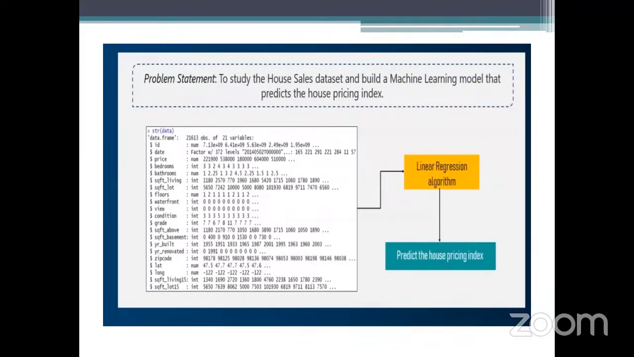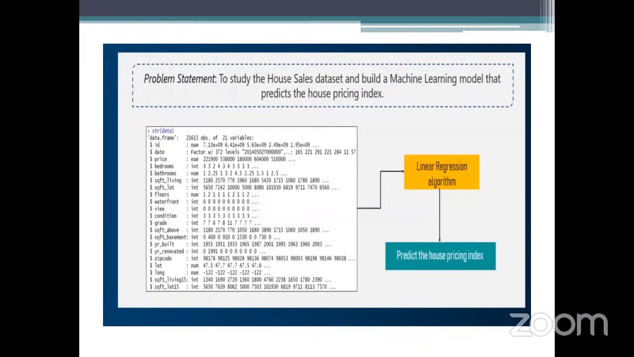Here you are supposed to predict the house pricing index. A house pricing index is obviously a continuous quantity. So as soon as you understand that, you will know that this is a regression problem. So you can make use of the linear regression algorithm. This is a regression problem, so we are going for the linear regression algorithm, and you can predict the house pricing index. Linear regression is a regression algorithm. It is a supervised learning algorithm.